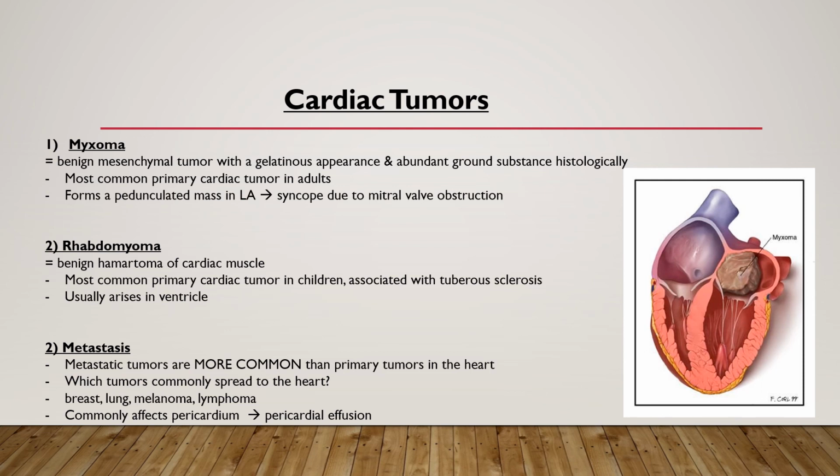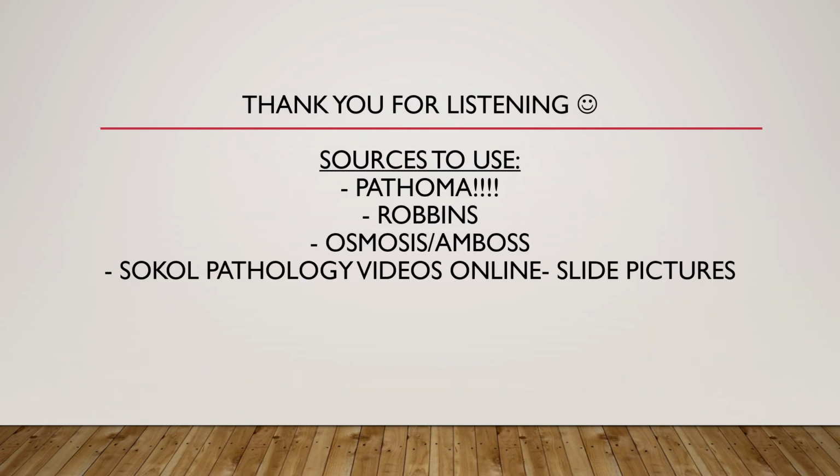Metastatic tumours are much more common than your primary tumours in the heart, and you might be asked which carcinomas are commonly spreading to the heart. The top four you should know are lung, breast, melanoma, and lymphoma, and it commonly affects the pericardium, leading to a buildup of fluid, leading to pericardial effusion. So yeah, that was it for the valvular diseases, endocarditis, cardiomyopathy, and cardiac tumours.